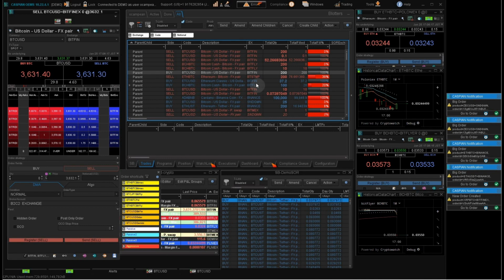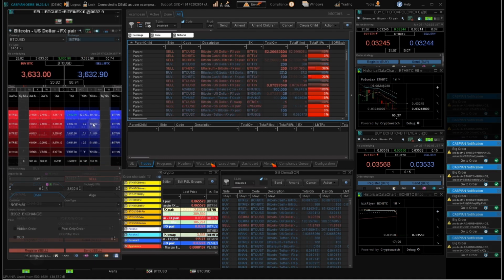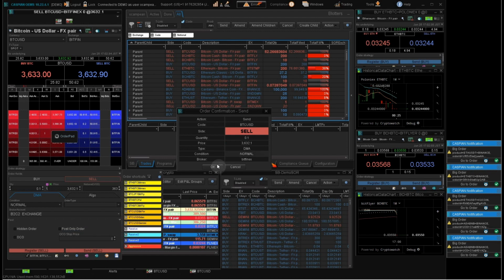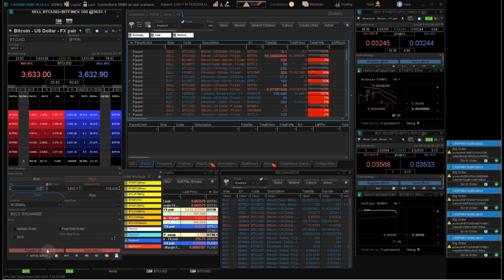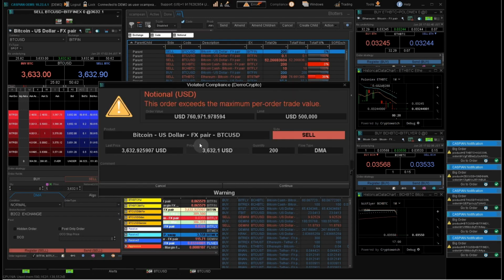Caspian provides multiple ways to enforce compliance within the trading and operational workflows. The most visible one is the compliance engine, which sits within the trading system. There, pre-trade compliance is performed instantly by ultra-low latency limit checks. You can see here a limit being triggered.